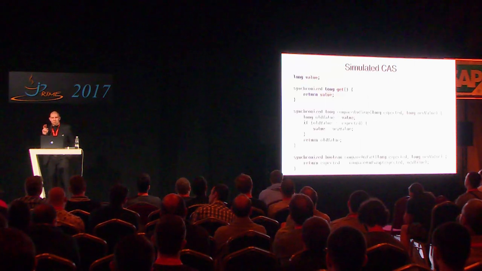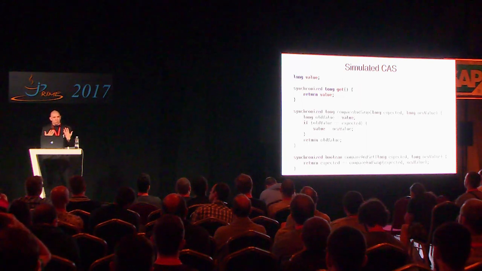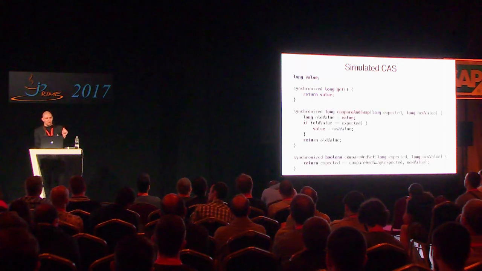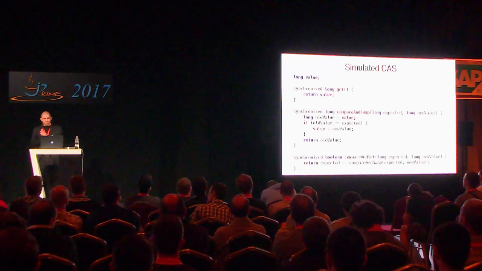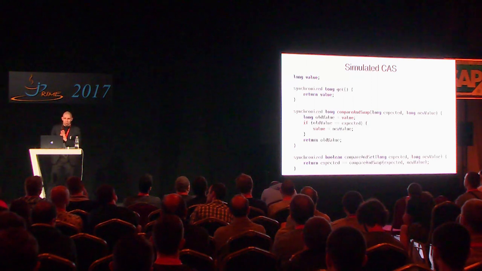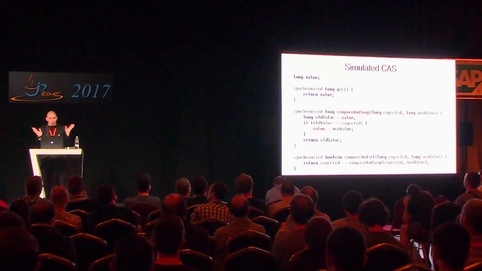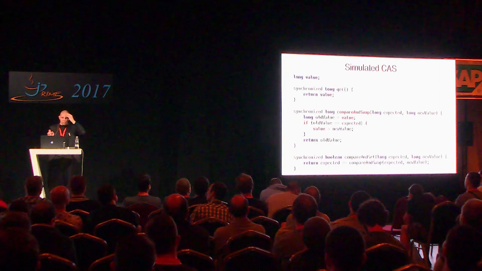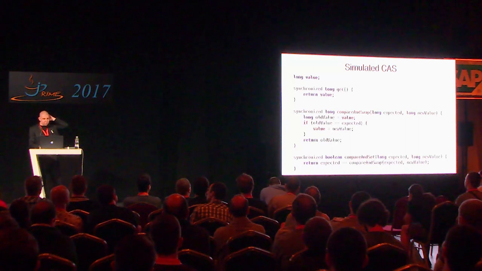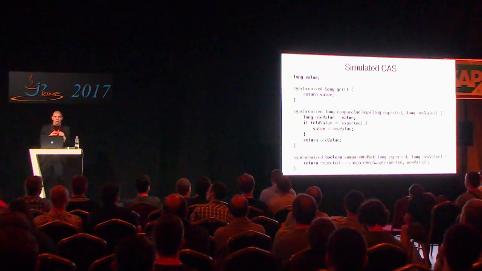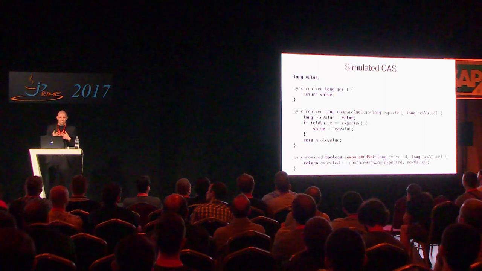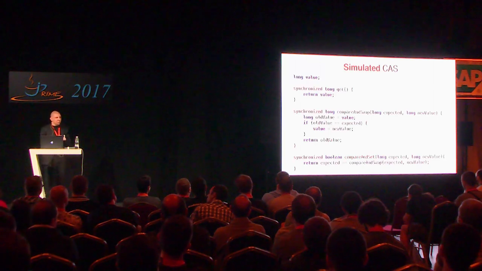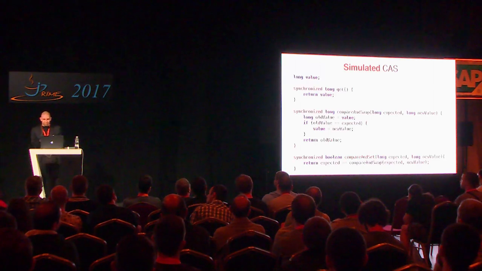And how can we simulate it? Use locks, use synchronized blocks. So the get just returns our value. The compare and swap operation just reads the value and tries to change the value to the second argument. And the compare and set operation returns true if our replacement is successful, and returns false if it was not successful. And of course, if you use locks, we have to use the synchronized keyword.